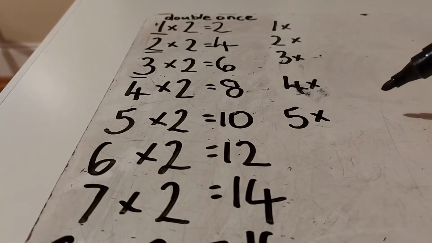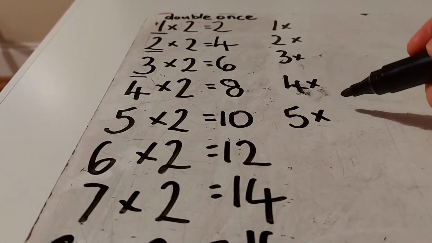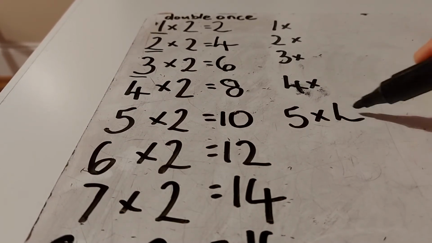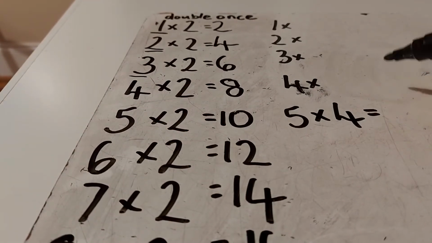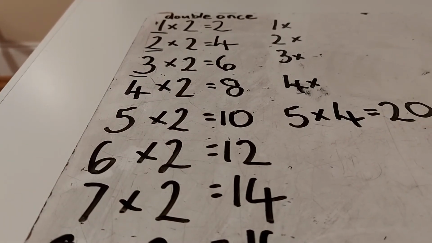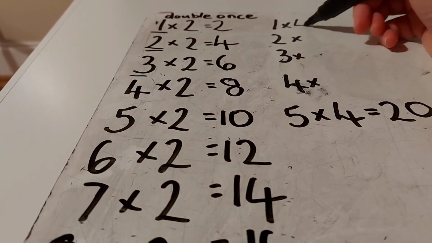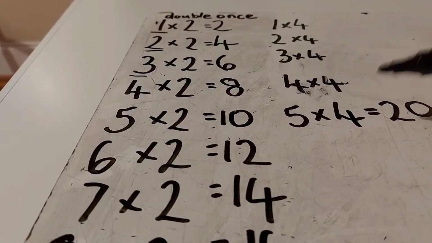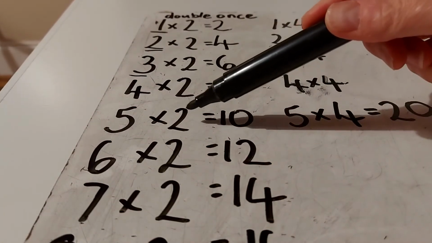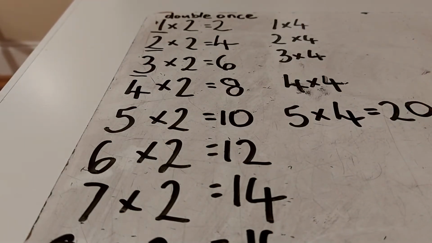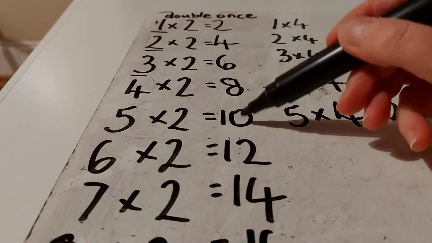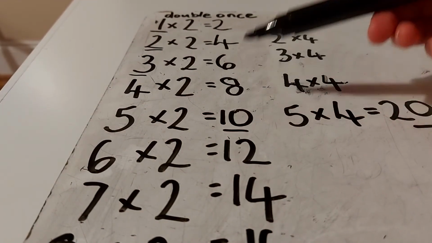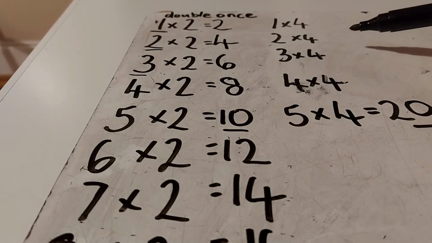So for example, if I wanted to work out what 5 times 4 is, now some of you may already know the answer to that, and it's 20. But if we are multiplying by 4, as 4 is double 2, because 2 add 2 makes 4, all we have to do is double the answer in the 2 times table to get the answer in the 4 times table.